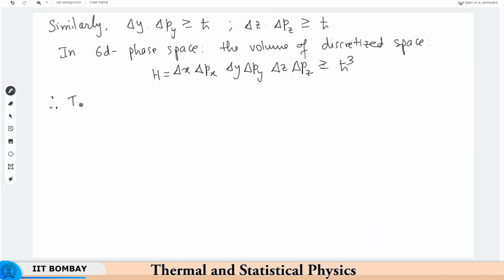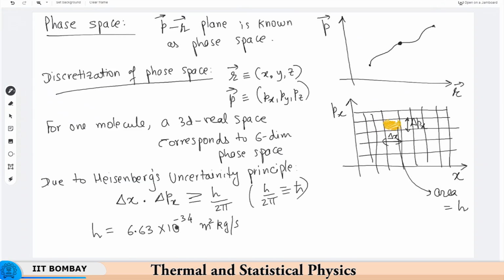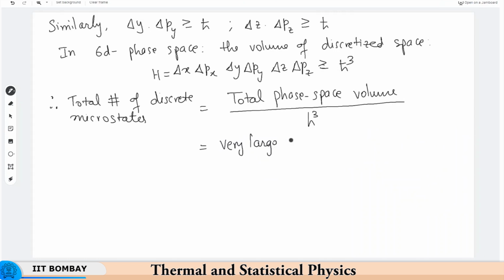So, the total number of discrete microstates in a system is basically the total phase space volume divided by this quantity h cubed. I am just dropping the cross sign here. And as you already have seen, h is a very small number. If I take the third power of it, it will go to about 10 raised to minus 100 or something. So this is a very large number, but finite. All right. So this is how we can come out of that problem, of how to make the number of microstates in the system a finite quantity.